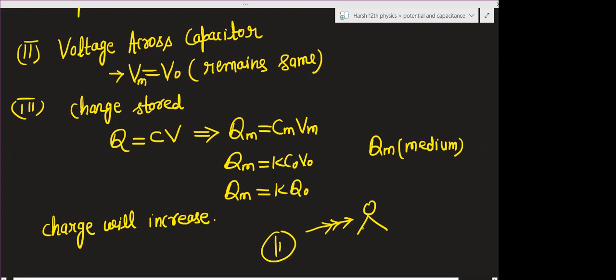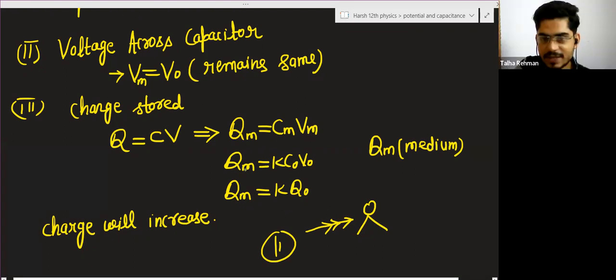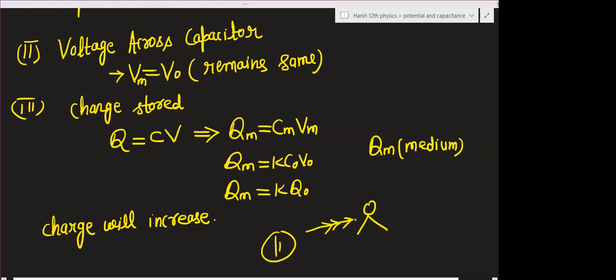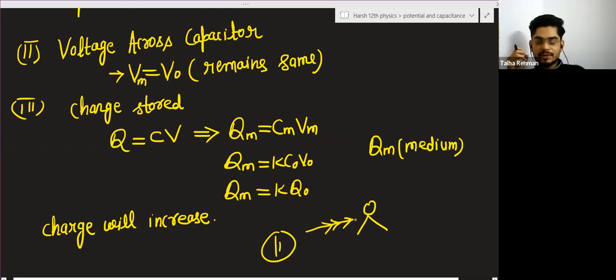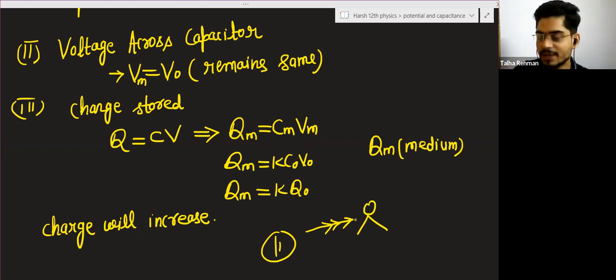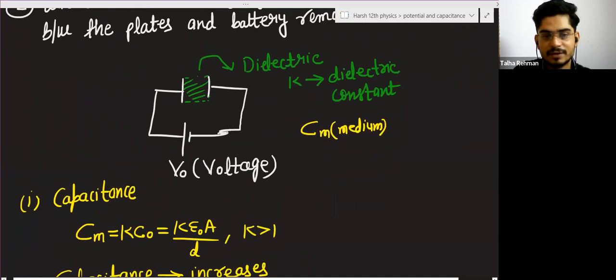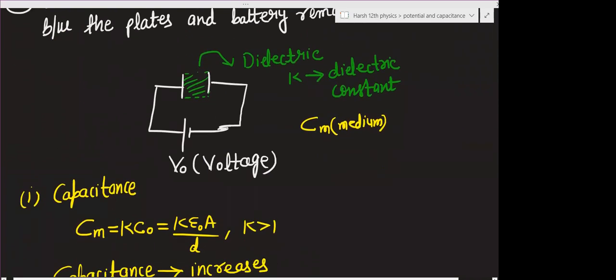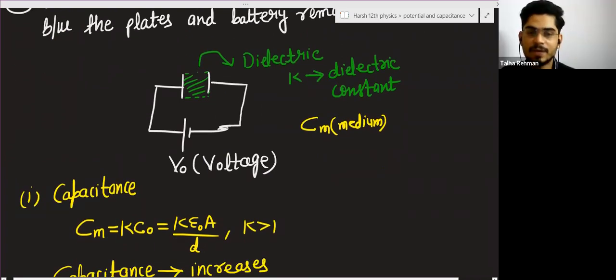Increase. I am doing this with the help of formulas, but logically if you think, the charge will increase. The purpose of the battery is to give charge to the capacitor. What is the use of the battery? Why are we purchasing a battery from the market and connecting it here? Why are we wasting it?